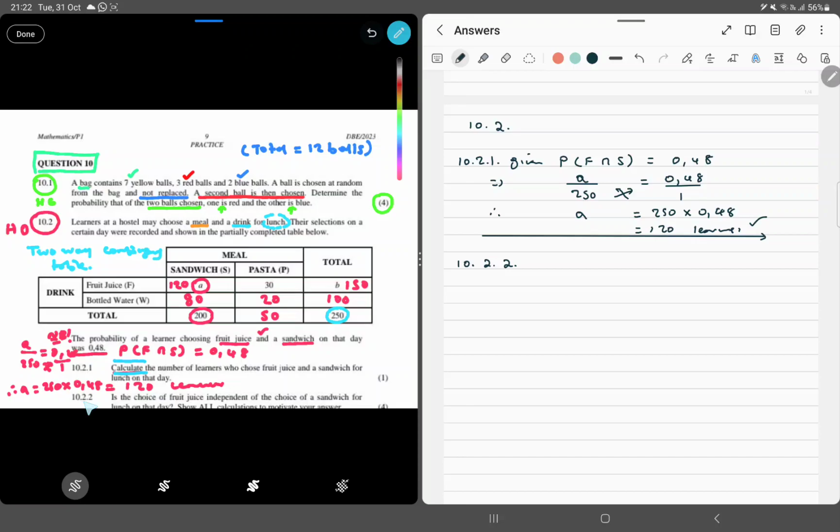Okay, now 10.2.2 says, is the choice of fruit juice independent of the choice of sandwich? Now this means we need to prove the product rule here. We're just going to prove the product.